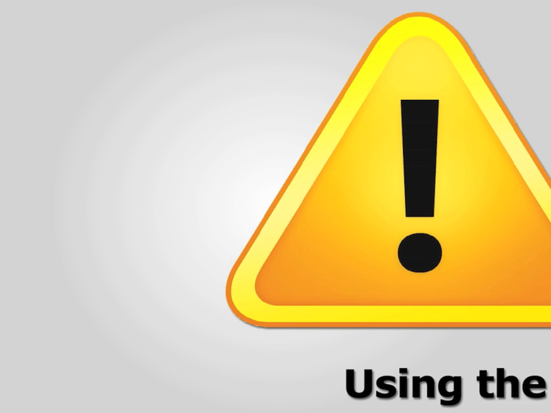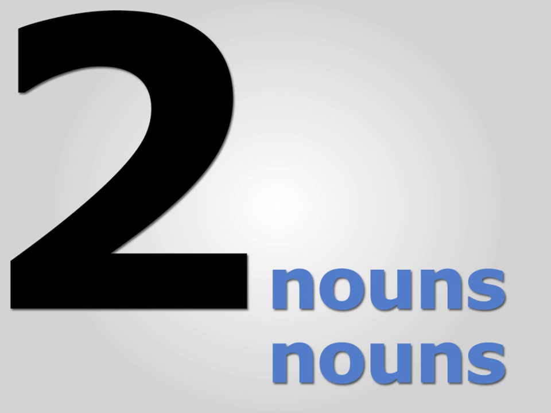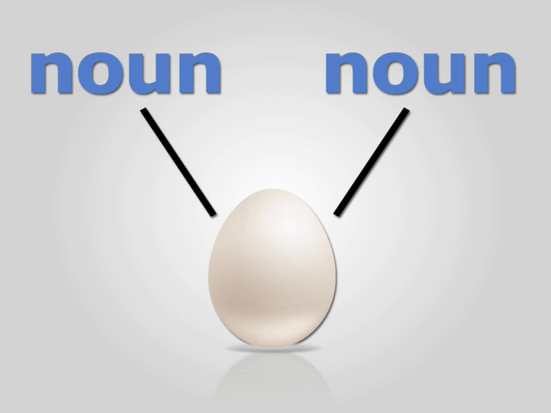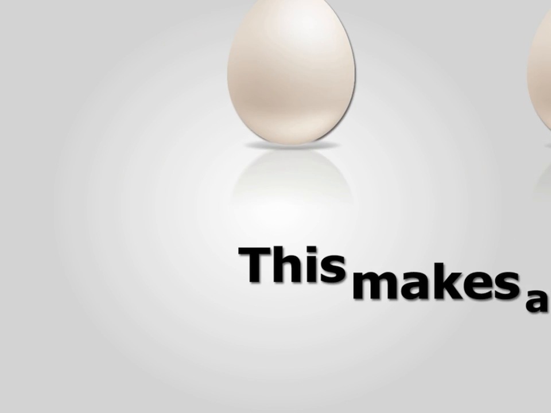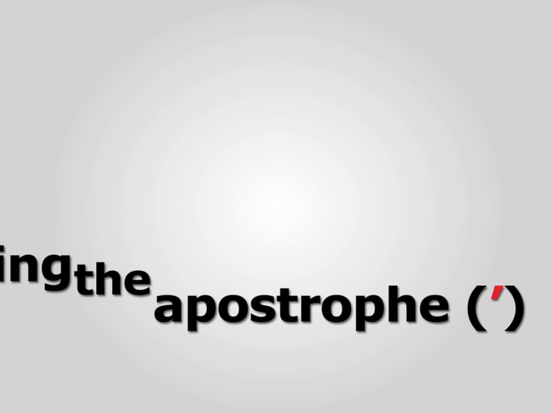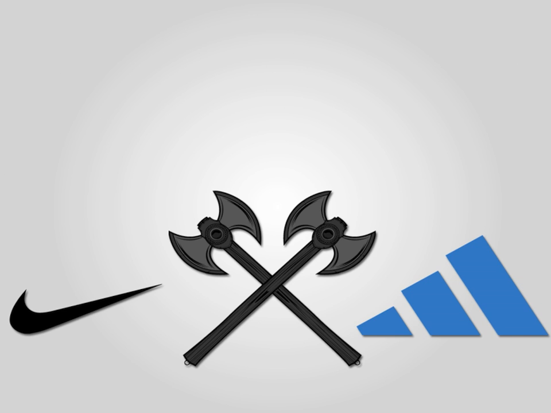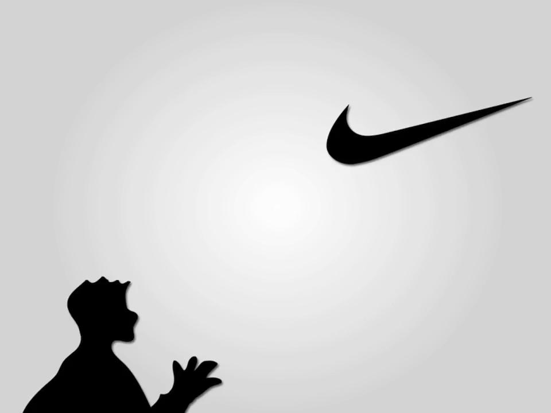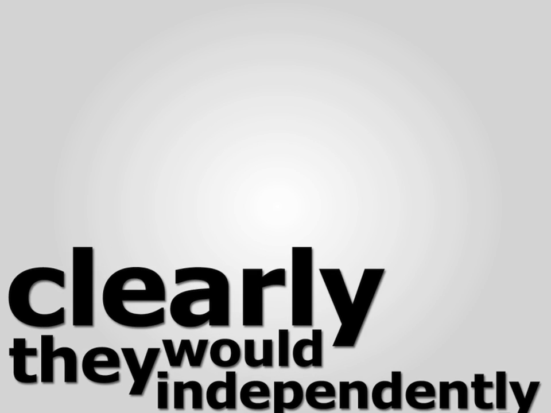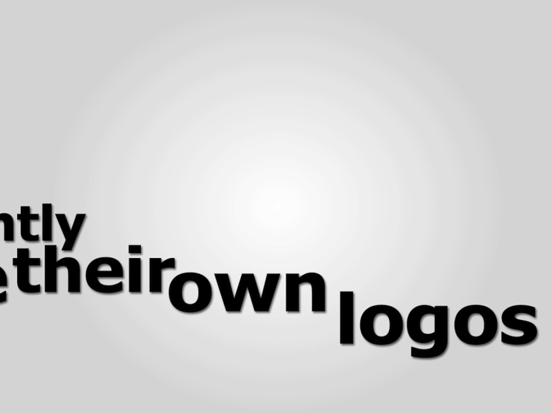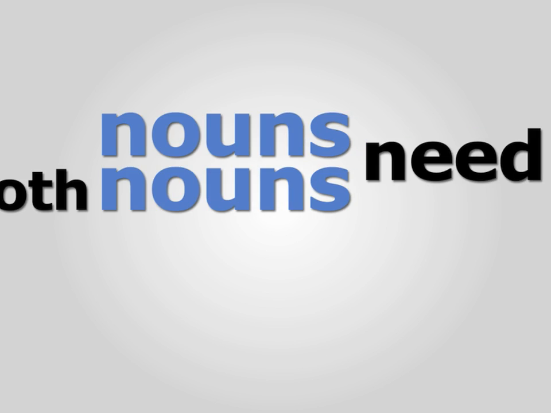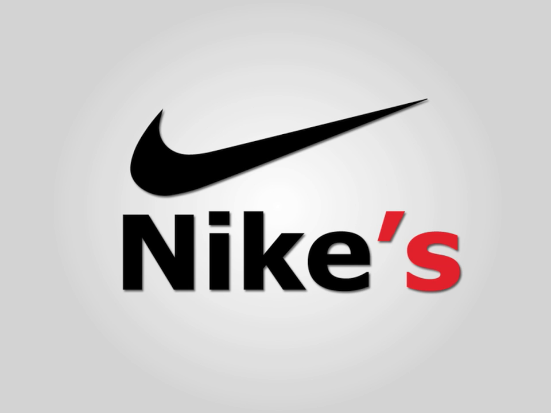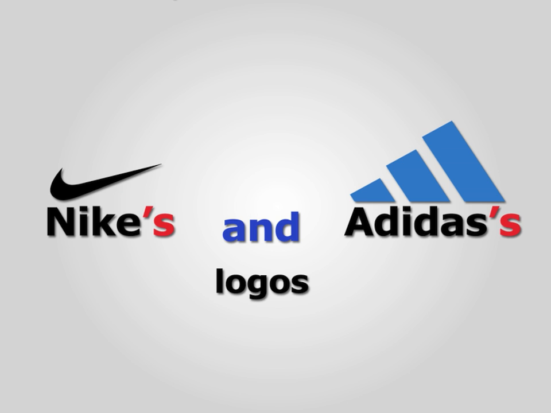Be cautious when using the conjunction and while showing ownership of two nouns. Do the nouns jointly own something, or do they each own something? This makes a difference in placing the apostrophe. Nike and Adidas are competitors. If we were to discuss their logos, clearly they would independently have their own logos. When there is separate ownership, as in this case, both nouns need an apostrophe, Nike's and Adidas's logos.